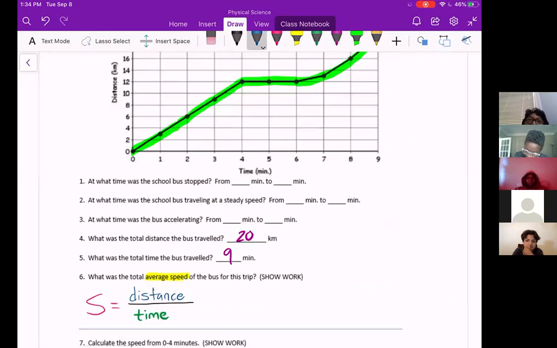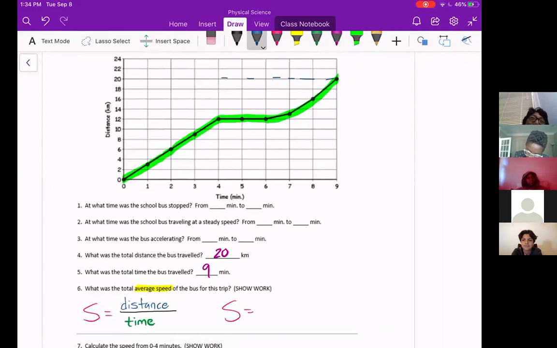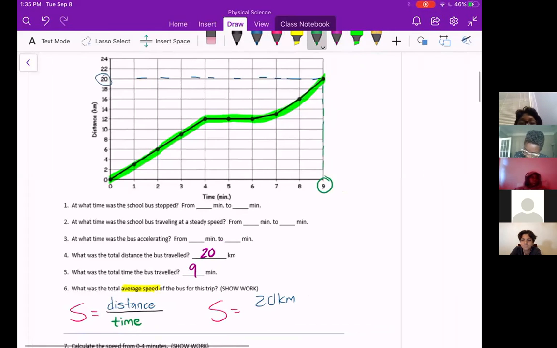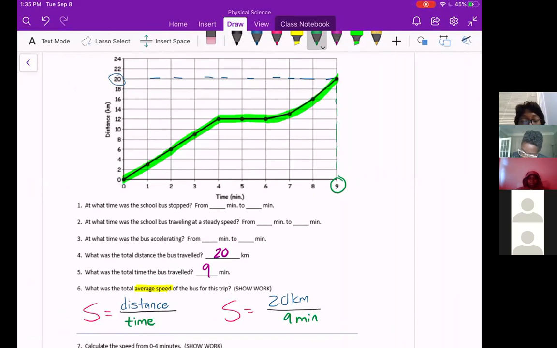So here, you're gonna need your calculator. So the total distance that he traveled was 20 kilometers. So we're gonna do 20 km. And then the total time he traveled was 9 minutes. So 20 kilometers divided by 9 minutes. Okay. Somebody tell me what they get when they divide 20. 2.2. Leo says 2.2.